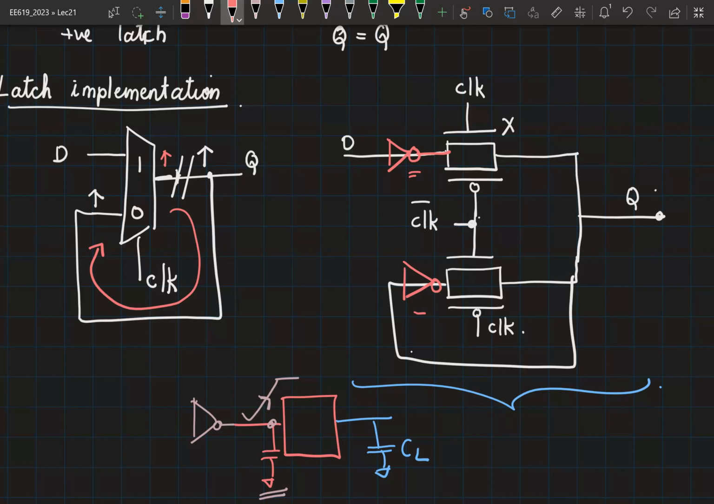Now I have to make sure that the feedback remains positive even when clock is equal to 0. This is one part. The other part is, I gave data here, I'm getting data bar here, if the top path was on. So to do this, let's say I included inverters in both the paths.